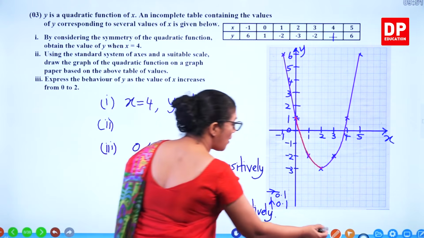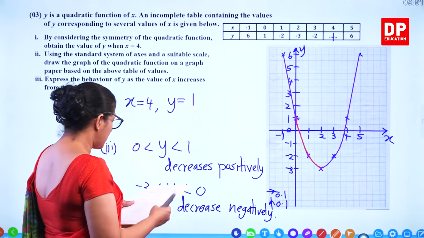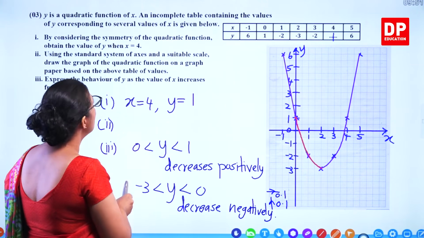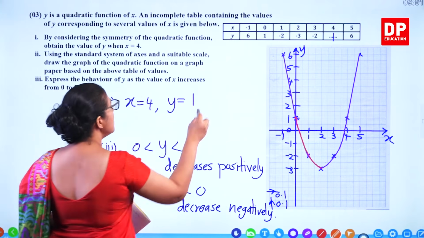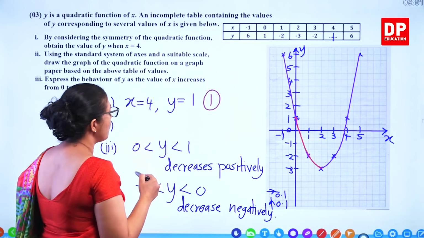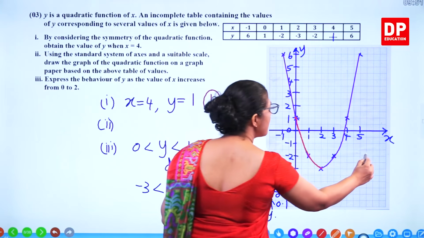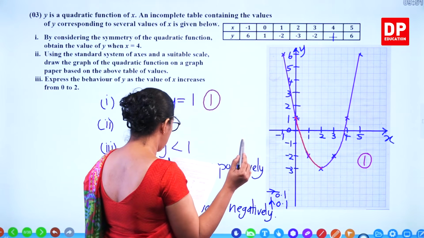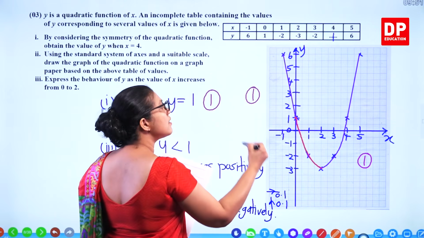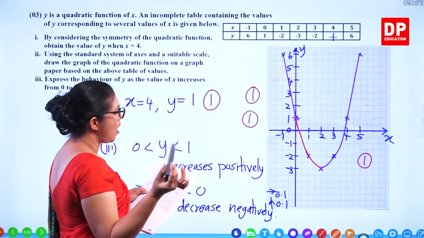Now we'll see how you get marks. So you get 1 mark for the value of y equals 1 according to the symmetry of the graph, and then correct scale 1 mark, and marking the points 1 mark, and connecting points smoothly 1 mark. So you already know 3 marks for the graph.